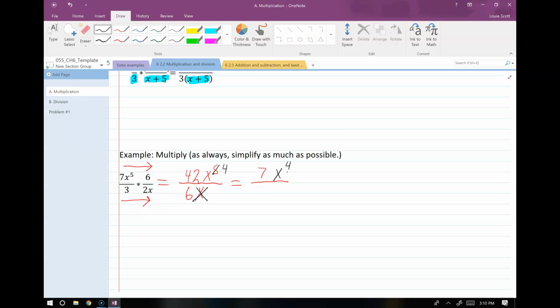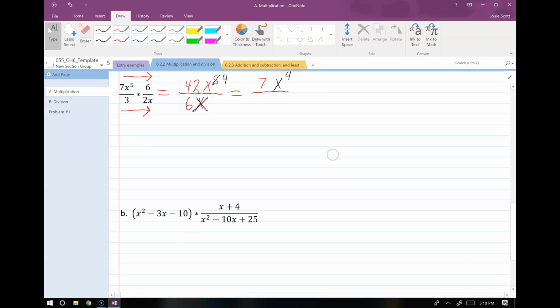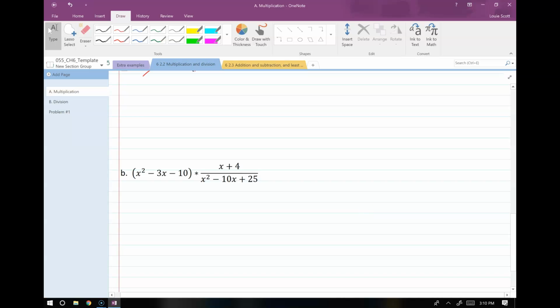Even though this is an example with two monomials, it works the exact same with trinomials and binomials. We might just have to factor things before we cancel. With monomials, it's already all multiplied together, so you can just cancel. So let's try our first one of these.